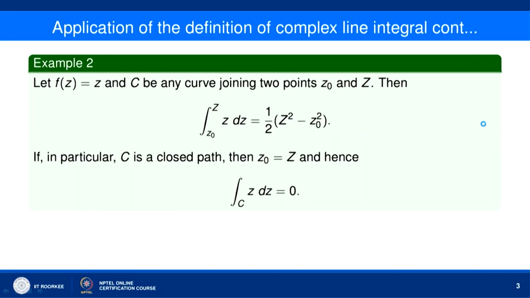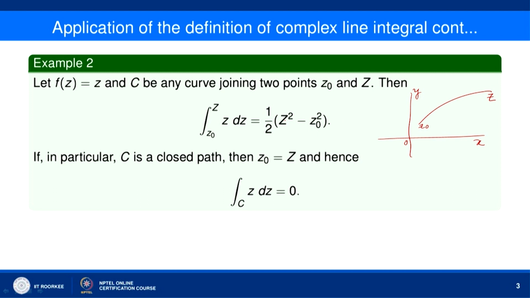Okay. Now, let us go to another example. Let us consider f(z) equal to z, the identity function, and we shall find the value of the integral from z naught to z. Again we are taking the same curve joining the points z naught and z in the complex plane. We shall show that it is half of Z square minus Z naught square. So, in particular, if C is a closed path, that means Z naught becomes equal to Z, then you see that the value of the integral is 0.